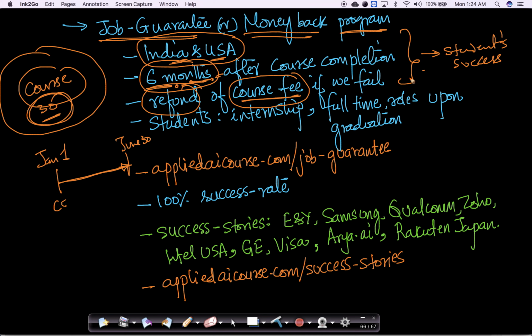We want to be extremely student focused. We want to help our students transition. And if they have put in the effort to complete the course, we feel it is our moral obligation to help them transition to a machine learning career. And if you fail, I think it is our financial obligation to refund the whole course fee.